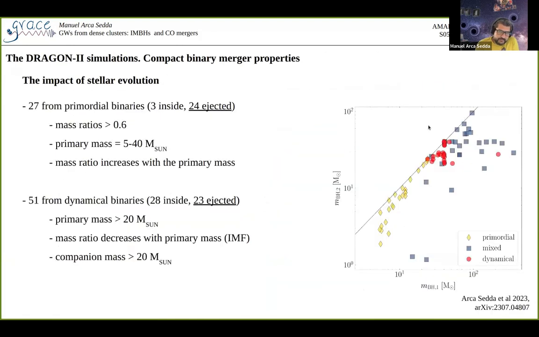We call it mixed. So these are binary mergers that occur either inside or outside the cluster, and at least one of the components was a former member of a binary. So there is some post-processing and pre-processing of these binaries. No, I see. Thanks a lot.